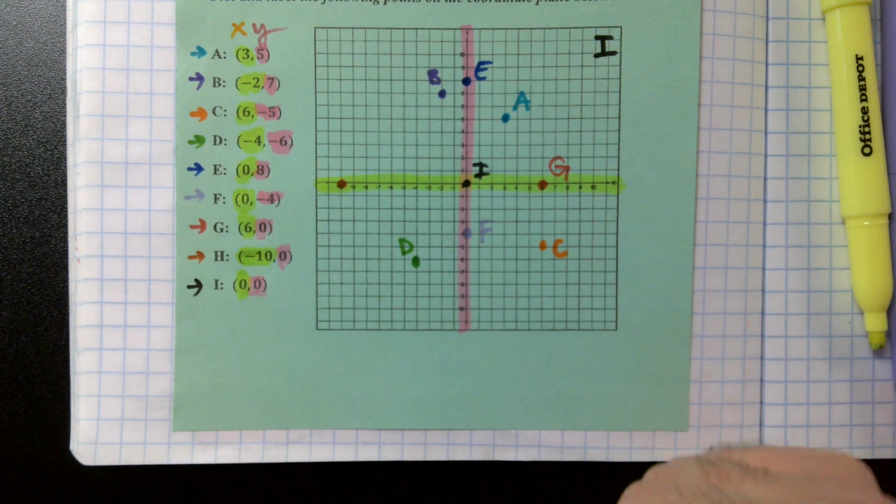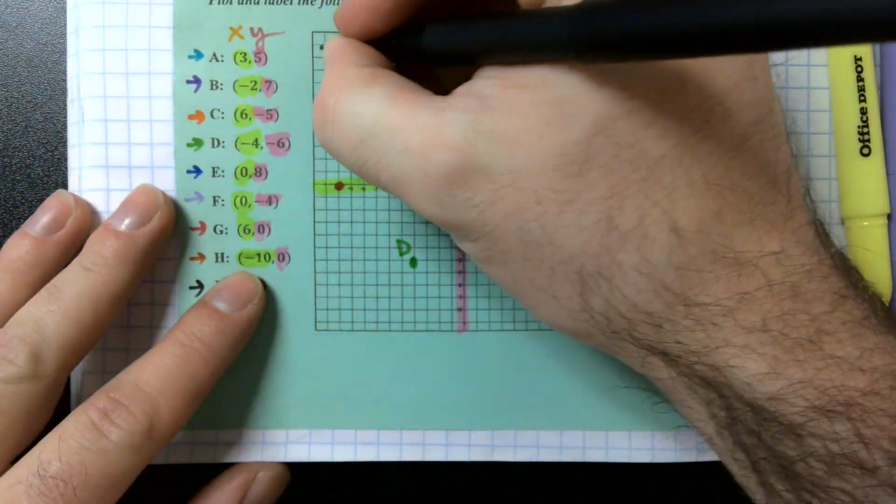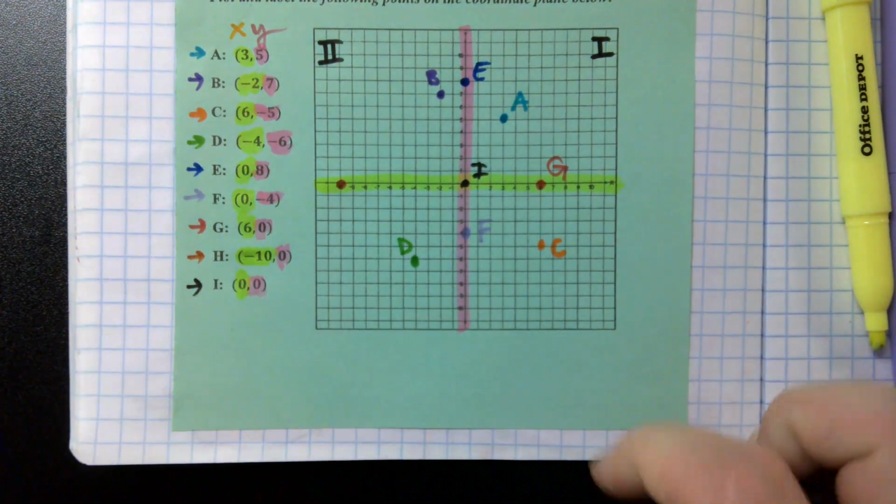All right, so where's quadrant 2? Is it below it? Next to it? That's right. Johnny says it's next to it. Absolutely right. Quadrant 2 is up here in the top left.